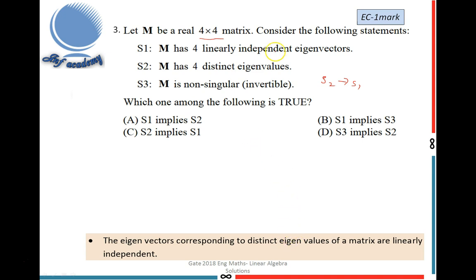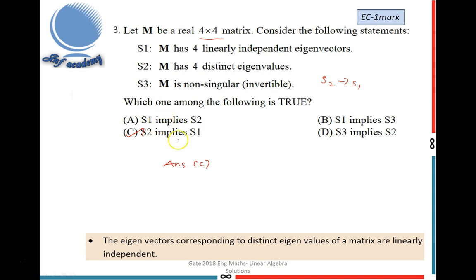So suppose M has 4 distinct eigenvalues, then M has 4 linearly independent eigenvectors. S2 implies S1. Option C is the correct answer. Other options are wrong. But here I have to check A, S1 implies S2.